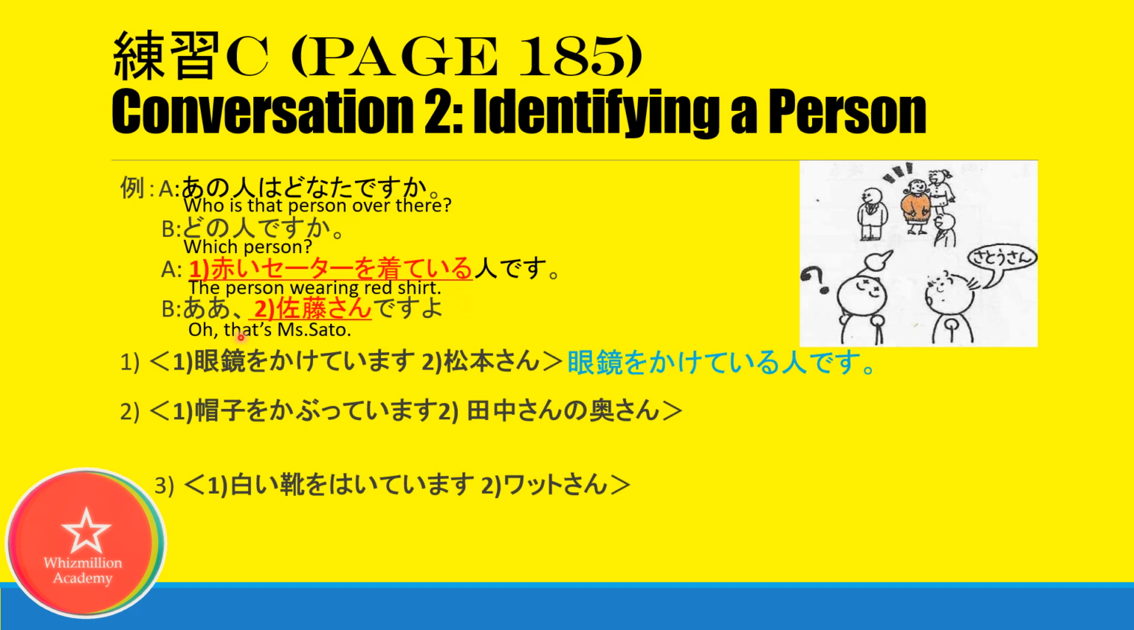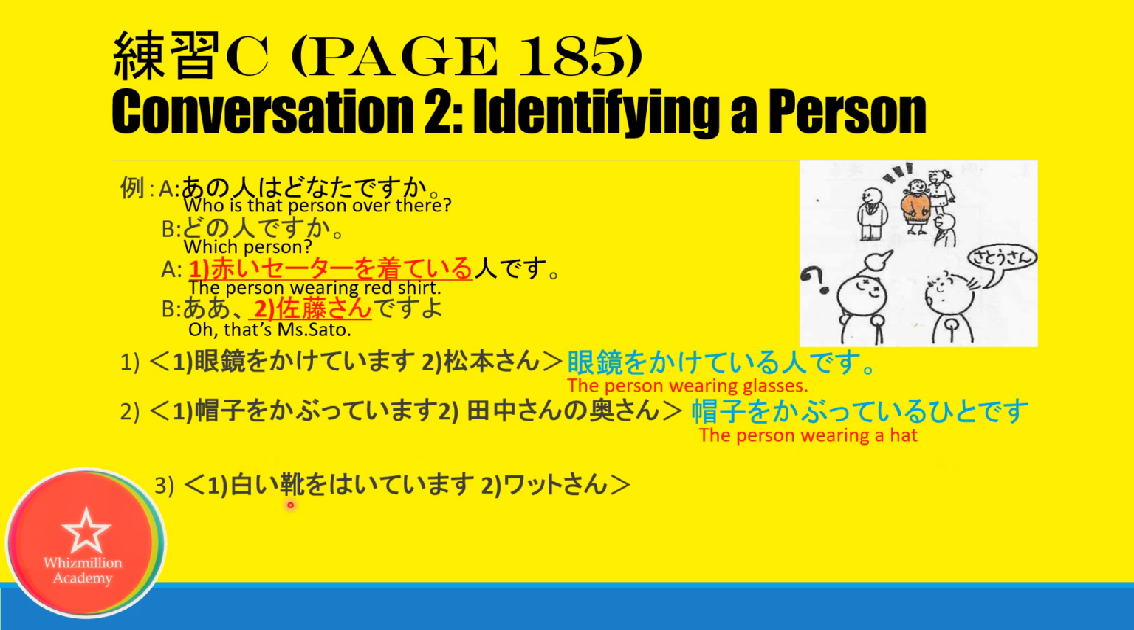Okay, so let's see. Question 1. Megane o kakete imasu becomes megane o kakete iru hito desu. Alright, over here we are modifying the noun. So, the person wearing glasses. Question number 2. Boshi o kabute imasu. Tanaka-san no oku-san. Boshi o kabute iru hito desu. The person wearing a hat.